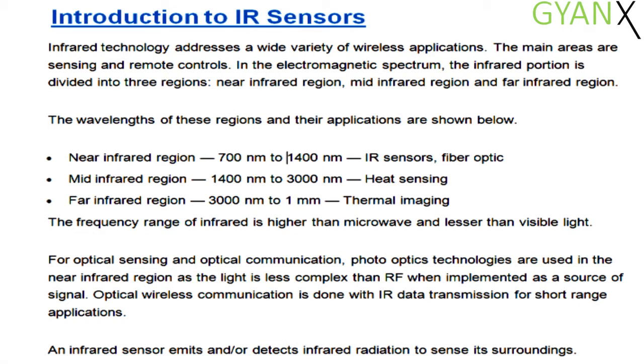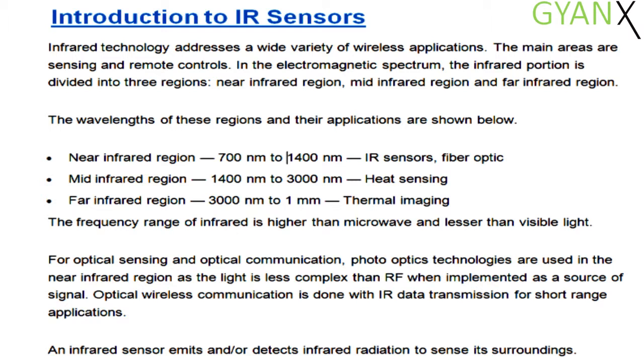Now let us have an understanding of the IR module. Infrared technology addresses a wide variety of wireless applications. The main areas are sensing and remote controls. In the electromagnetic spectrum, the infrared portion is divided into three regions: near infrared region, mid infrared region, and far infrared region. The wavelengths of these regions and their applications are as follows.